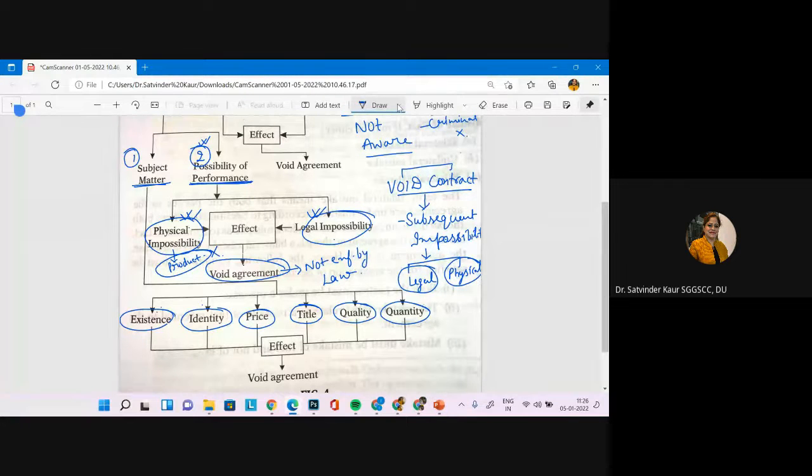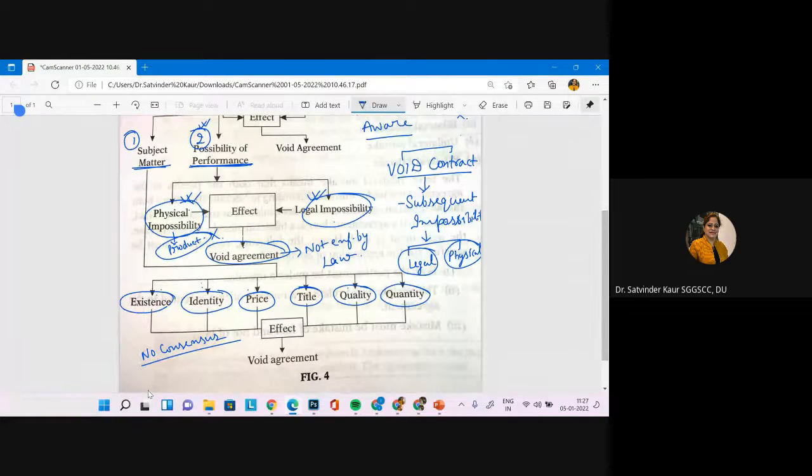One person is making a mistake with respect to the existence, the other person is making a mistake related to the price. One person is making a mistake related to the title, the other party is making a mistake related to the quality. But both the parties are at mistake. It means that there is no consensus. We are not talking about the same subject matter. We are not talking about the same thing. तो जब हम उस सेम थिंग के बारे में बात ही नहीं कर रहे हैं, so how will it give rise to legal rights or legal obligations? So in that case, the particular agreement is going to be a void agreement. It will not give rise to any of the legal rights and obligations, right?